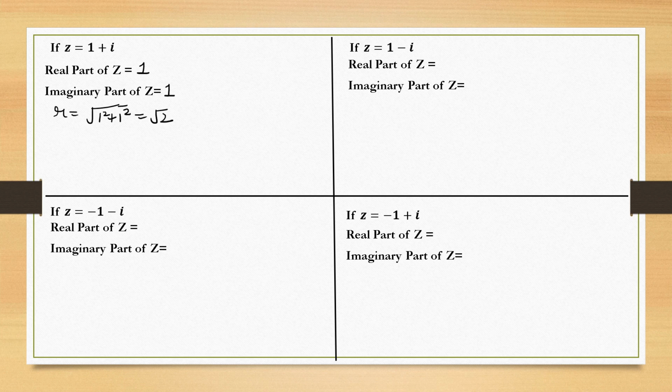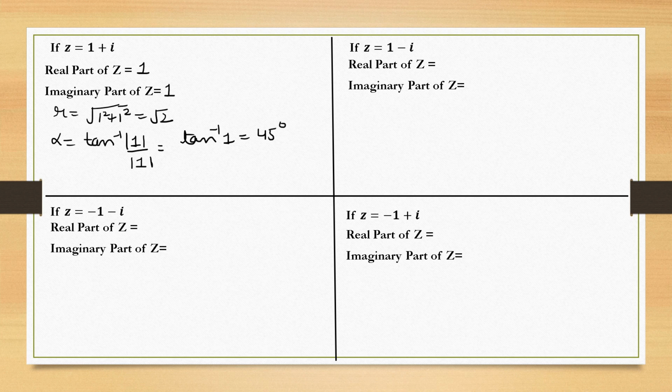So now what is theta? For theta, first of all, we need to find the value of alpha. So alpha is tan inverse of the modulus of the imaginary part over the modulus of the real part. So that will be tan inverse 1, and this is 45 degrees.